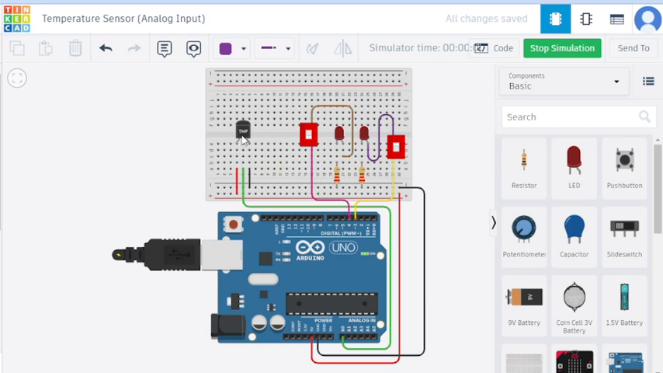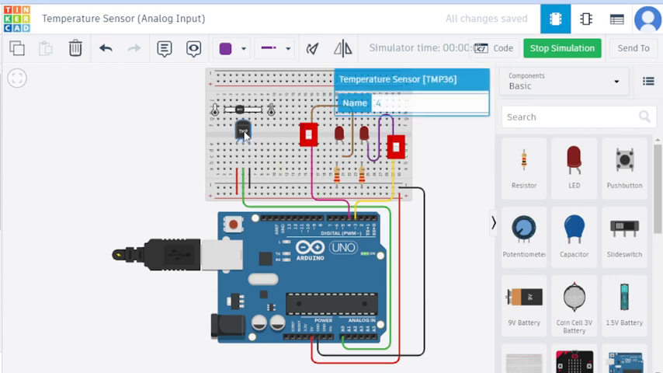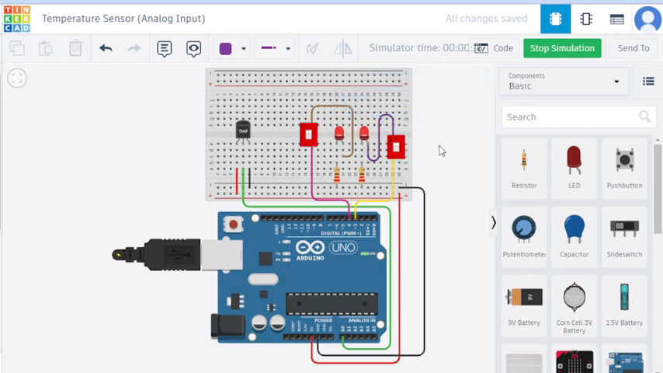What will happen here is we have the temperature sensor, and in Tinkercad we can control the level of the temperature. As we increase the level of temperature, you can see one LED is blinking. I think this switch is not on now. Both of these LEDs are lit up.